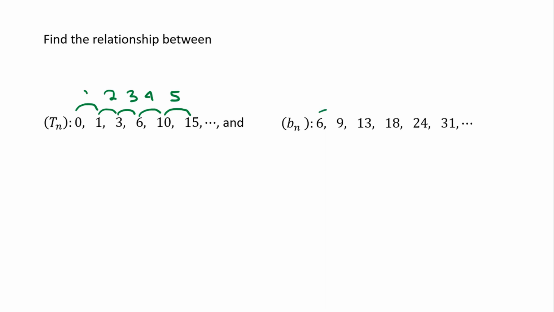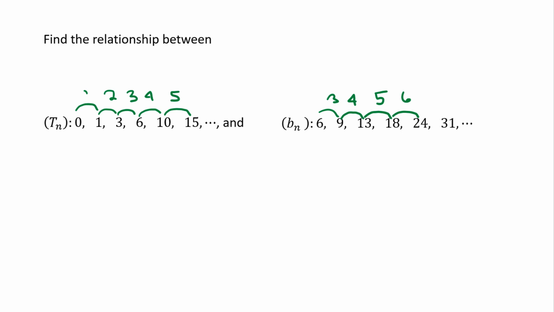6 to 9 is 3, 9 to 13 is 4, 13 to 18 is 5. The next one is 6, so it's increasing by 1, sort of like a triangular number. The problem is it's still offset. So we need to figure out, how do we address the offset?